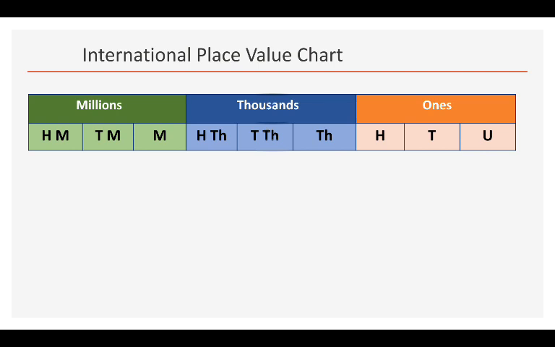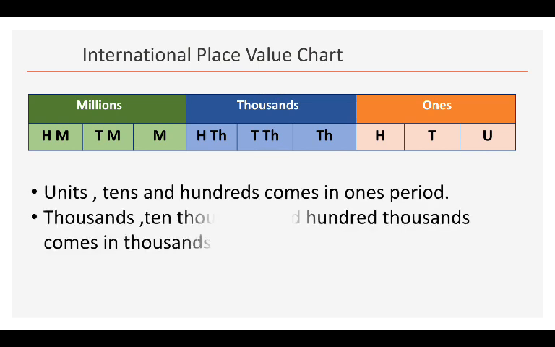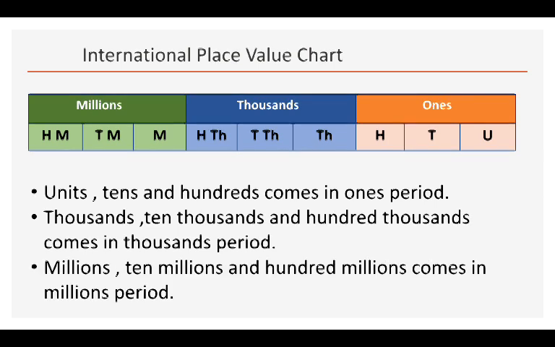Starting from the right-hand side, the chart starts with units, tens, hundreds, thousands, 10,000s, 100,000s, millions, 10 millions, 100 millions. Units, tens and hundreds come in the ones period. Thousands, 10,000s and 100,000s come in the thousands period. Millions, 10 millions and 100 millions come in the millions period.